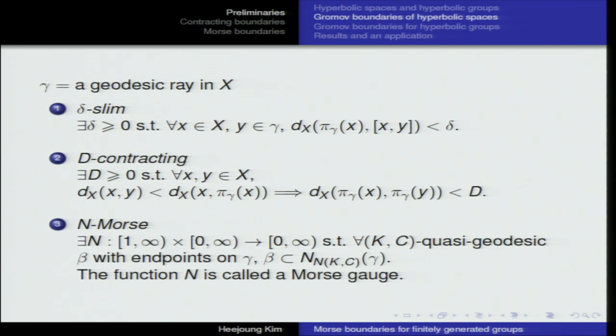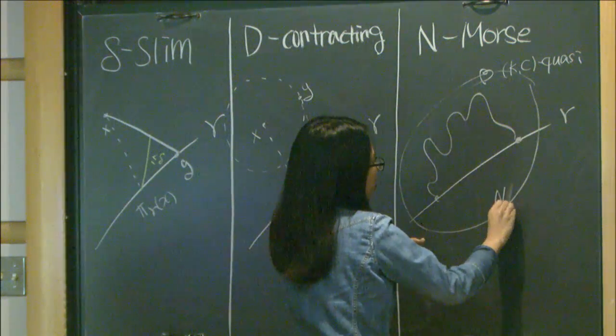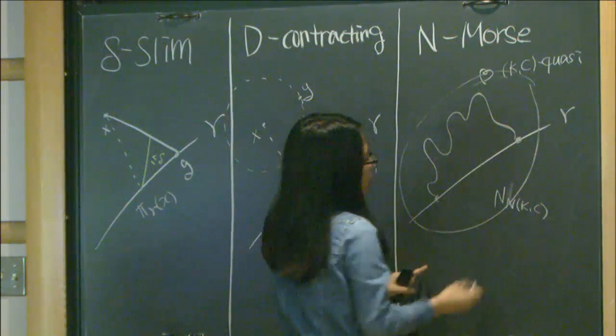So lastly, N-Morse. So I have gamma, a geodesic ray, and any quasi-geodesic with endpoints on gamma like this. Say beta is a (K,C)-quasi-geodesic. Then beta is actually contained in the N(K,C)-neighborhood of gamma.